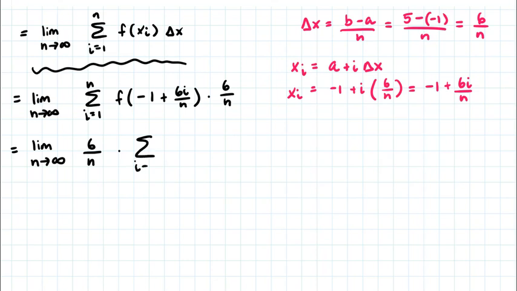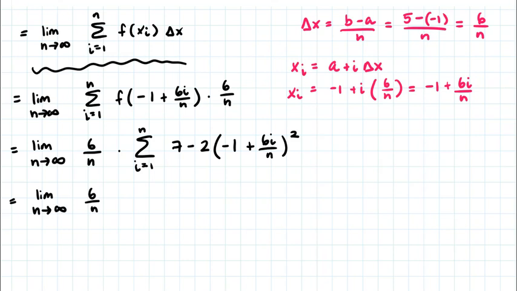And then we still have the summation from i equals 1 to n of, and the other thing I want to do is take our x sub i that we found and plug it into our original function. So in my original function, anywhere that I see an x, I want to replace it with the x sub i that we just found. Okay, from here we want to simplify the expression that is inside of our summation.